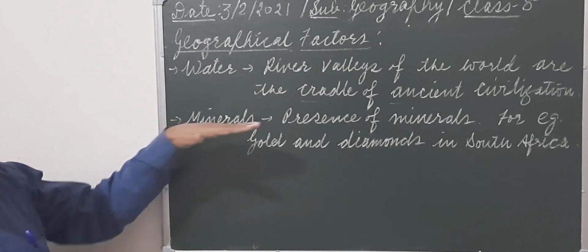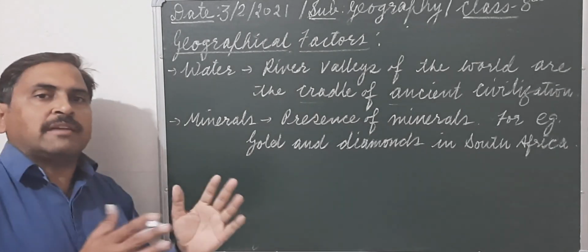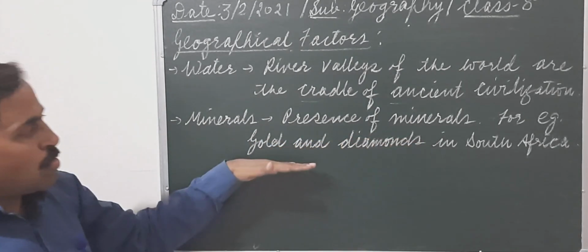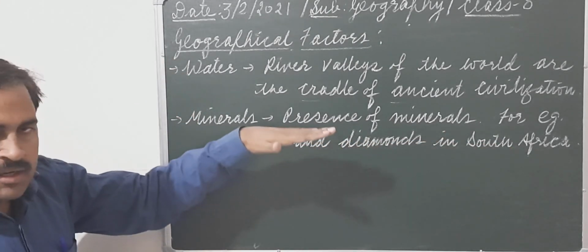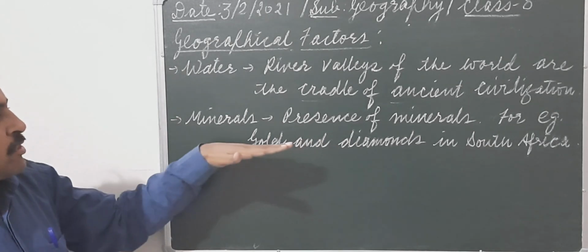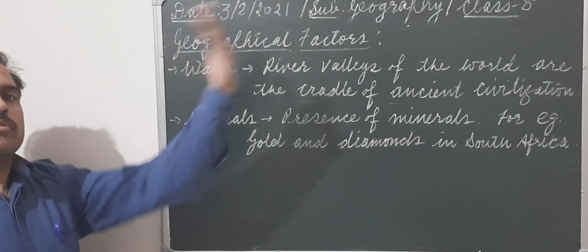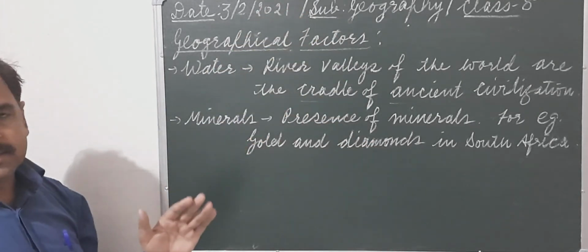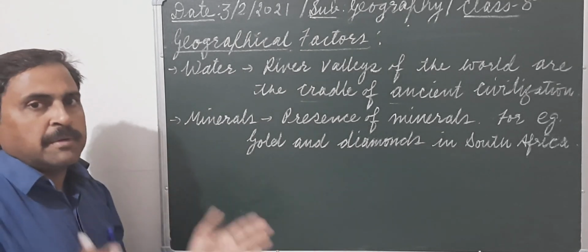Next, minerals. The presence of minerals has also attracted people to live in particular areas. For example, the gold and diamond in South Africa. Because of the availability of mines of gold and diamond in South Africa, many European people have gone there and settled. So all these things attract more concentration of people.